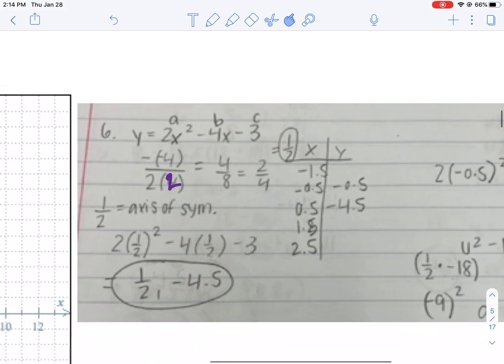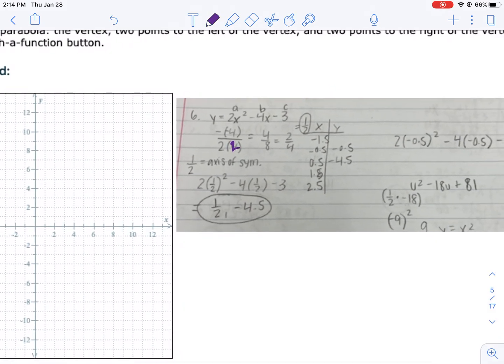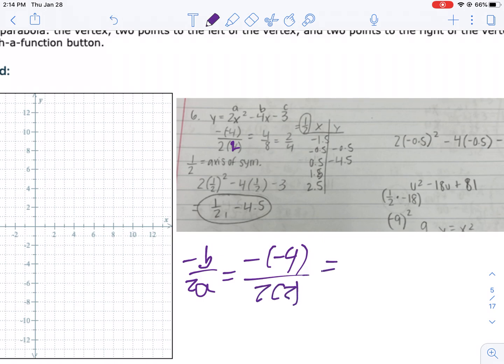So let's go from there. Okay, so we have the opposite of b over 2a. So it's the opposite of negative 4, which you did correctly, over 2 times 2. So we get 4 over 4, which is 1. That's the x-coordinate of our vertex.